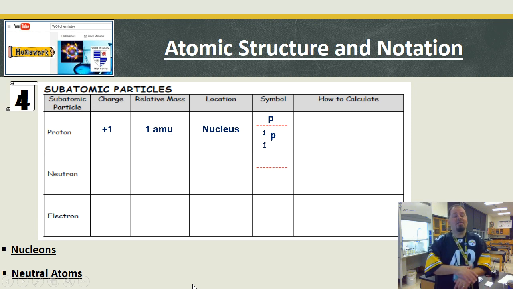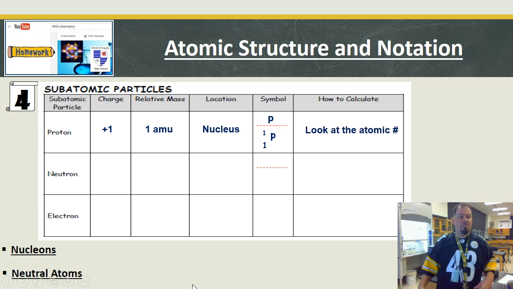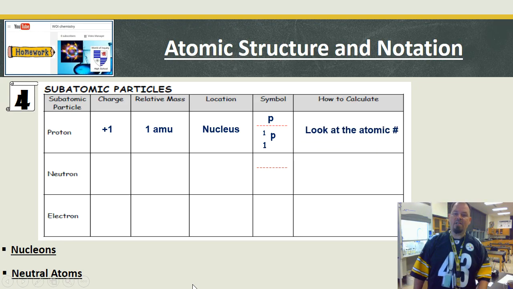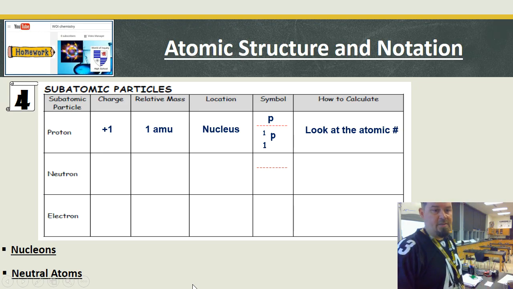So when I'm looking up at my tile just to make sure I read it right, that's where I get that information. So how do I figure out the number of protons in any atom? Well, simply look at the atomic number, and we'll find on the next slide where exactly that atomic number is that we need to look.